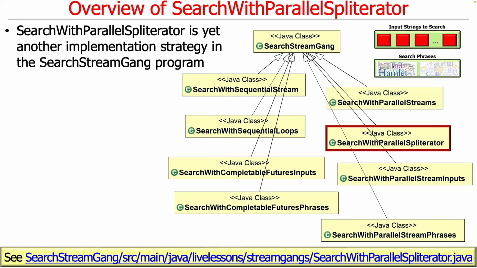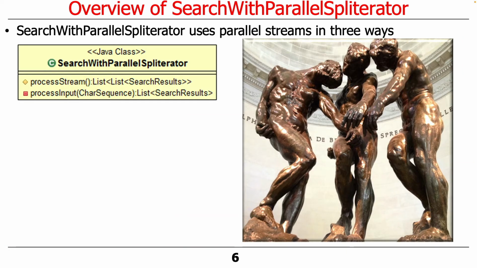So if you take a look at the Search Stream Gang case study, there's a whole slew of different ways of doing parallel processing. We've talked about a handful of those. We looked at the sequential version. We took a look at the parallel streams version, which was a very simple modification to the sequential version. And this approach is yet another way to do things.